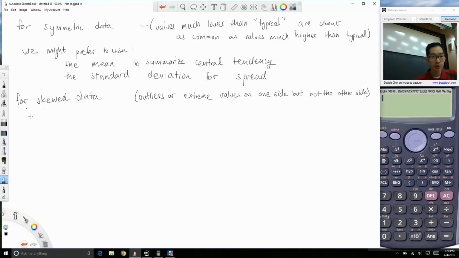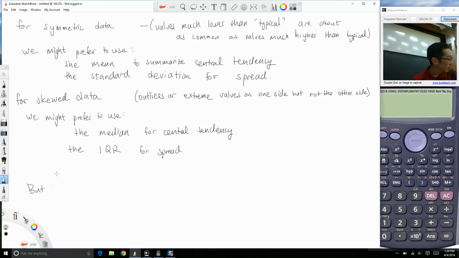Okay, so for skewed data, we might prefer to use the median and the IQR. But each of these sample statistics serves its purpose and can be used for any data set. I should say any numeric data set.